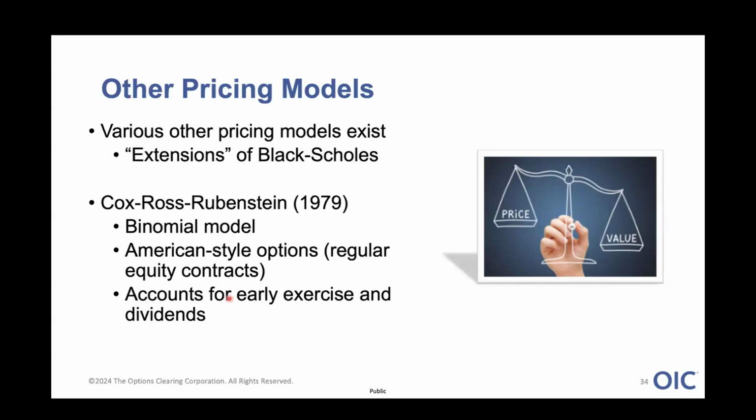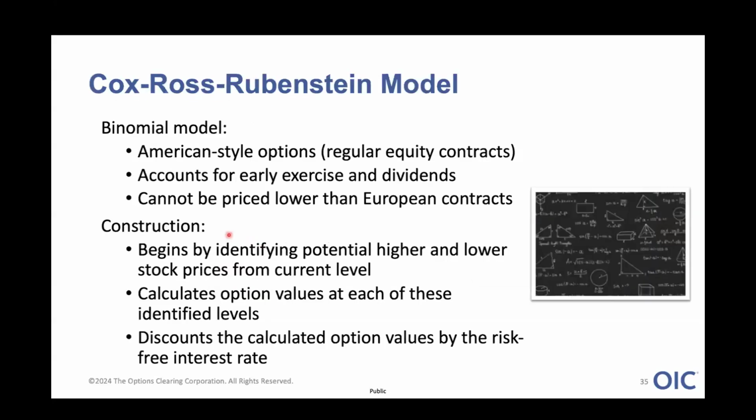Most stocks and ETFs are American style options. So the Black-Scholes model doesn't do a great job at modeling American style options, but the Cox-Ross-Rubinstein model does, and it does account for early exercise and dividends. This is known as a binomial model. What this does is take a price point between now and expiration. It assumes that if a stock's trading for 100, it could just as equally trade at 100 and a penny as at $99.99. It can either trade up or down, and it builds this tree of potential outcomes, either up or down, between now and expiration. It essentially calculates an option's value at each of these identified levels, and it discounts the option's price by the risk-free interest rate.